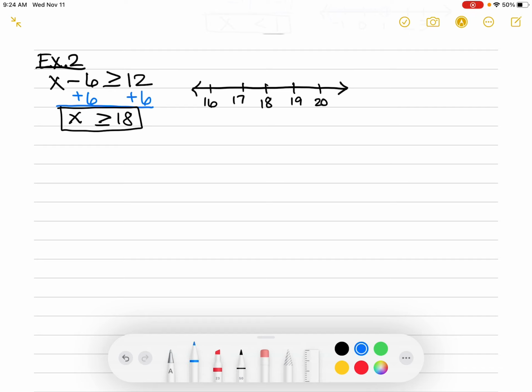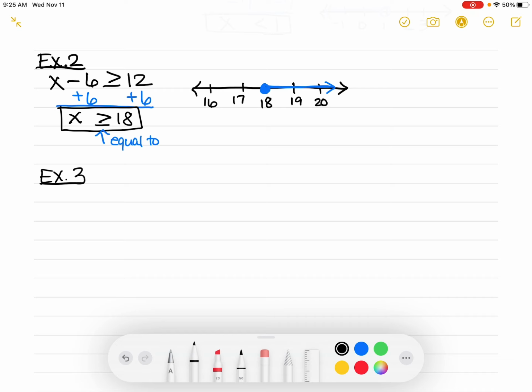And this one is going to be a closed circle because it is including the 18. When it has that line underneath it, that means it's also equal to. And so we're going to shade it in. And then it says x is greater than, so this section is what I'm shading. Okay, hopefully you got that right. If you didn't, look at it and see what you did different than mine.